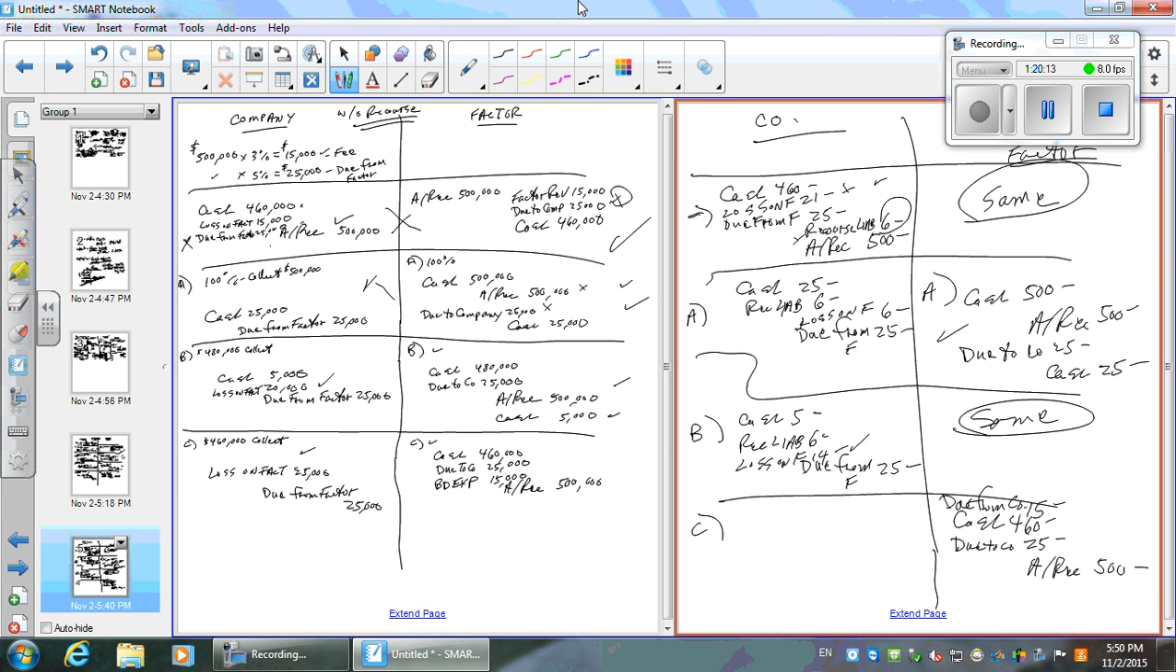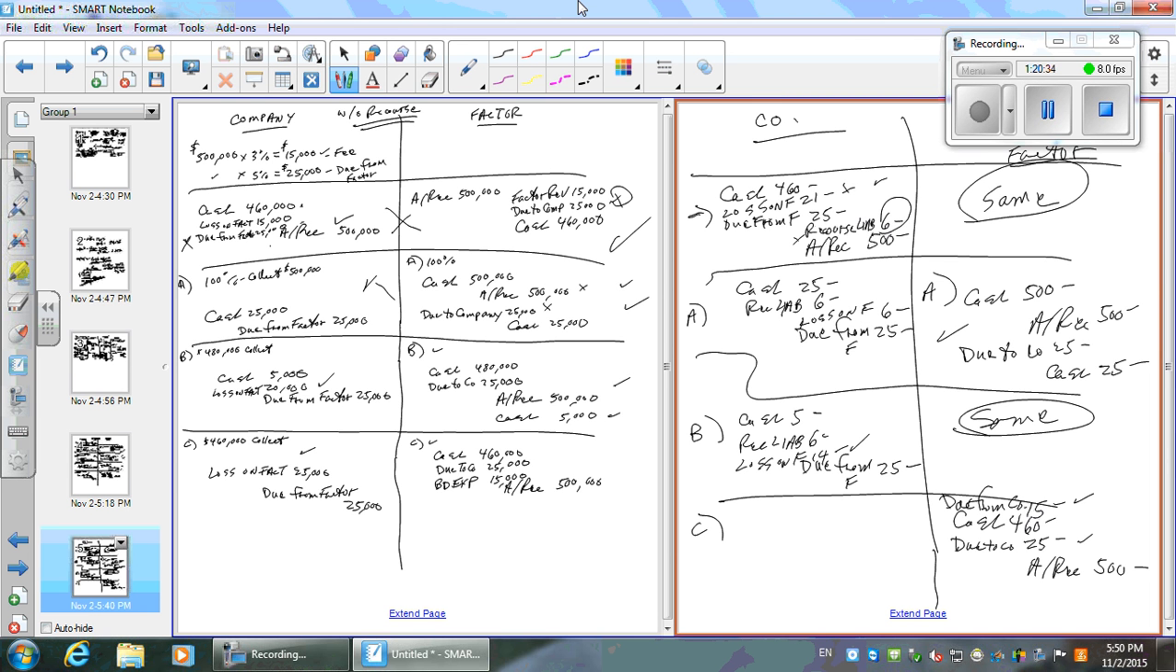Got it? That's the 40 shortfall. I collected 460 out of the 500. That makes sense? So I got rid of the due to the company, and I now have a due from the company. Okay, let's do the company side. How much cash are they going to get? None, right? They don't get any cash. What else is going to happen to them?